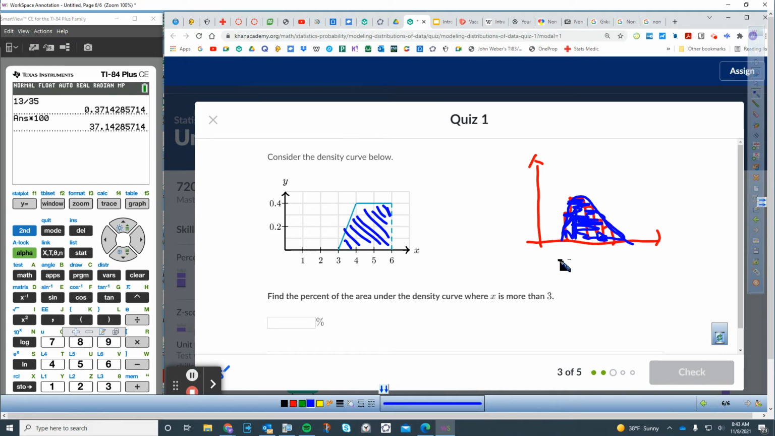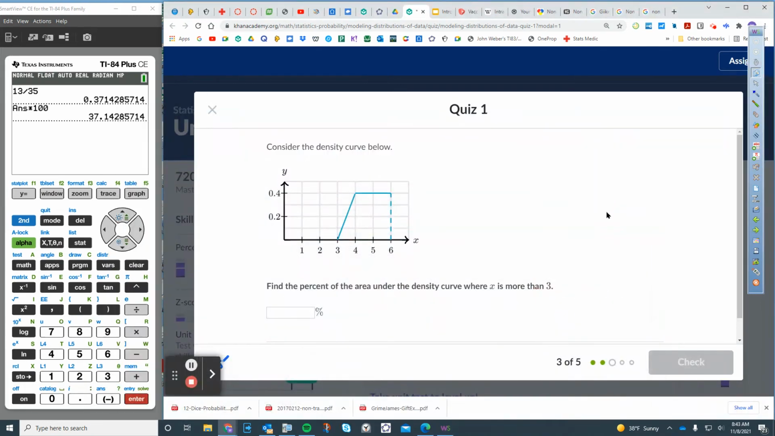So density curve is like any other distribution, but with a shape. So here you look at, it looks like it's a trapezoid, right? From here to here to here. And this line is parallel to this line. And this is perpendicular to both lines. And this is a slanted line.